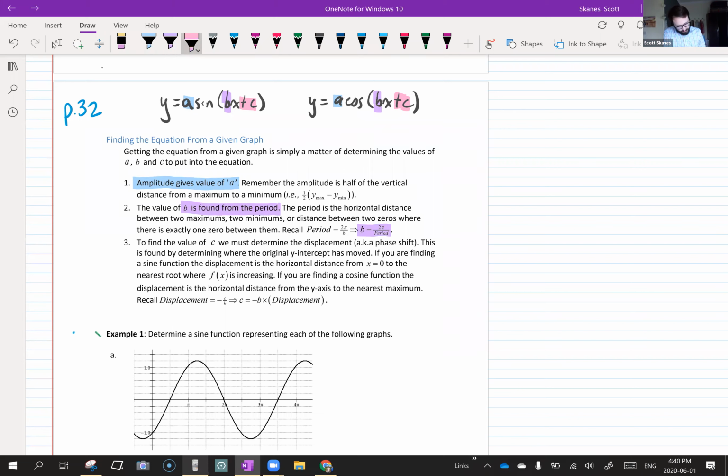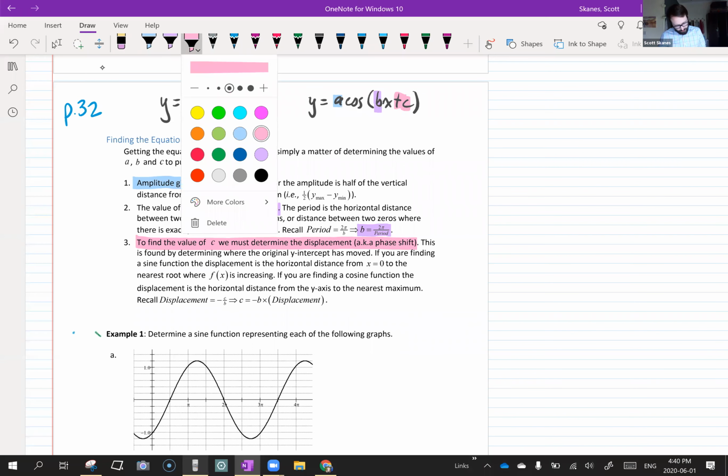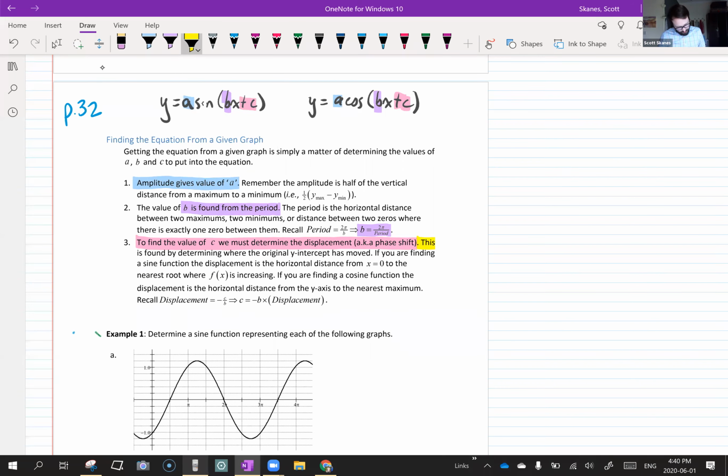And finally, to find the value of C, you need to find the phase shift for the displacement. That's what Ali was saying earlier. You need to look at the graph and see how it's been shifted. This is found by determining where the original y-intercept has moved. I'll talk about that more later.